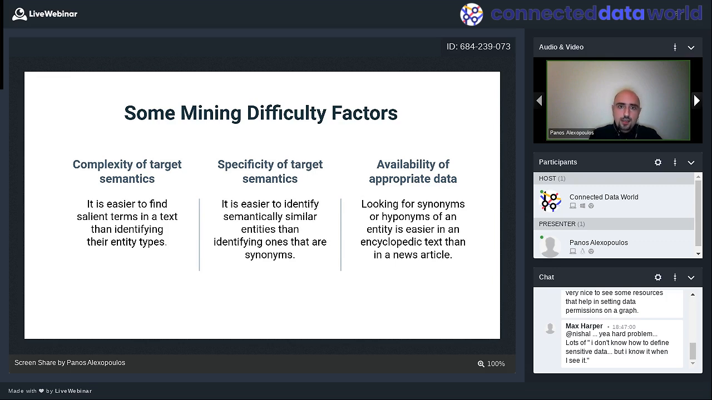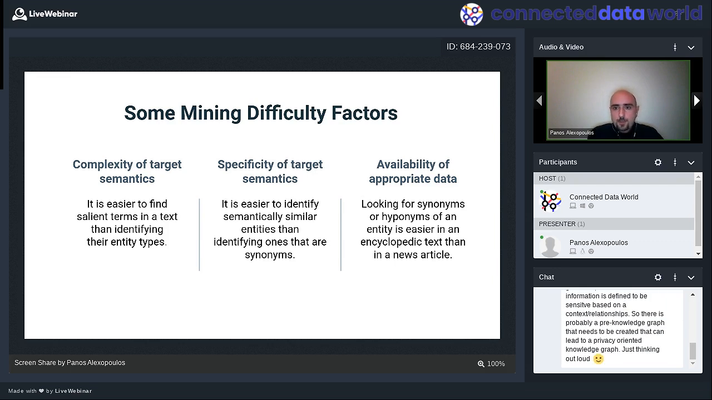Finally, another factor is the availability of appropriate data, right? So, for instance, looking for synonyms or hyponyms, meaning inclusion relations, of an entity in a news article is not so easy. Why? Because usually when we write in news, we don't spend much time defining the entities and trying to say, yeah, this entity, also known as that entity, is so and so. This is usually done in an encyclopedic text, right? And if we don't have that, then it may be more difficult to find the data.